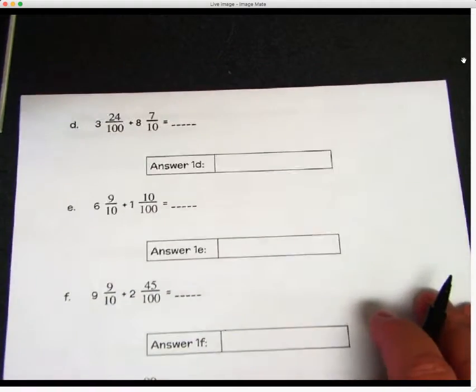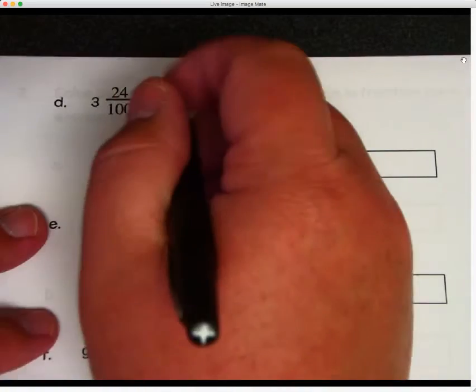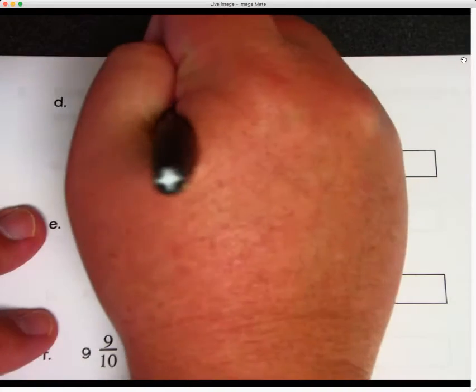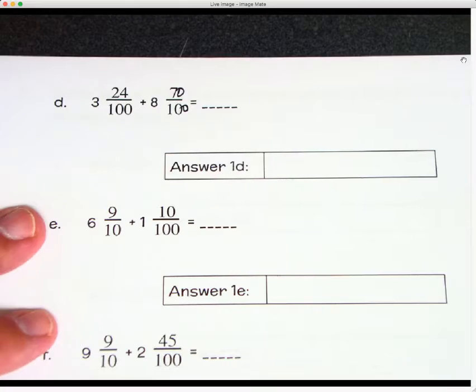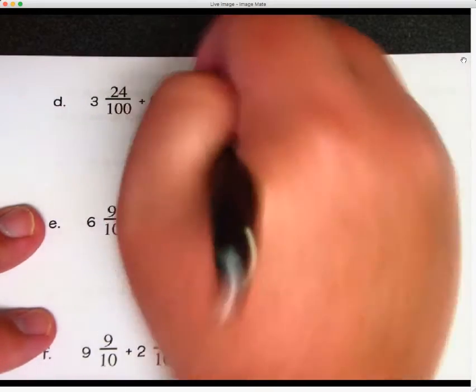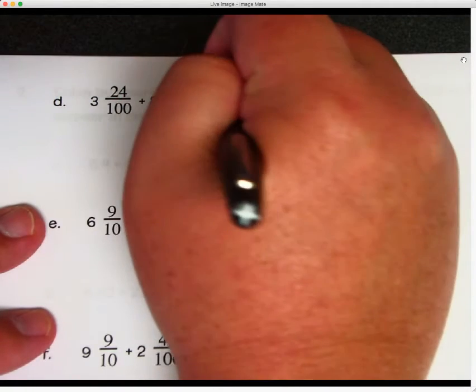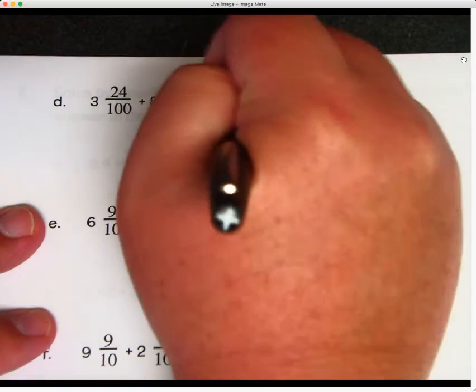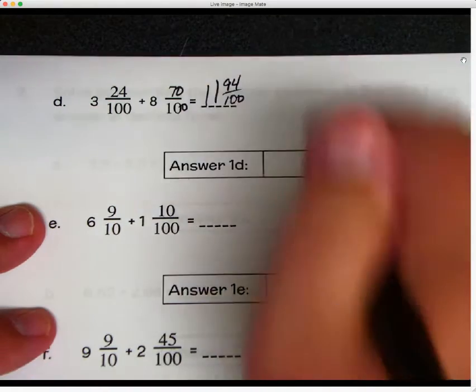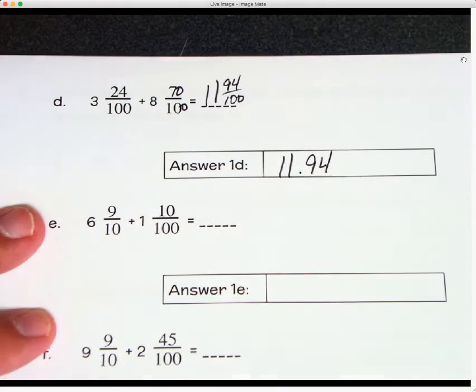Next one, 3 24 hundredths plus 8 7 tenths. Let's make the 7 tenths hundredths. 70 hundredths. Add our whole numbers first. 3 plus 8 is 11. Add our fractions. 24 hundredths plus 70 hundredths is 94 hundredths. So as a decimal, it's going to look like 11.94.